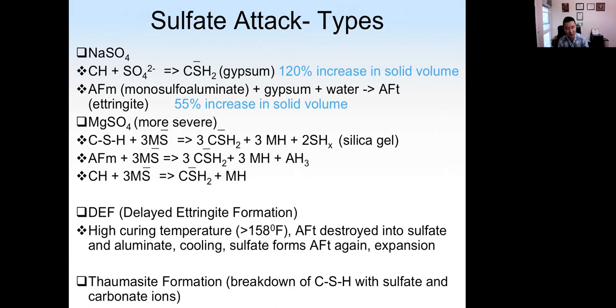We also have a so-called thaumasite formation. Okay, thaumasite is a natural mineral which is similar to the product from sulfate attack. So that is breakdown of CSH with sulfate and also carbonate ions. Okay, so that is a special type of sulfate attack called thaumasite formation.